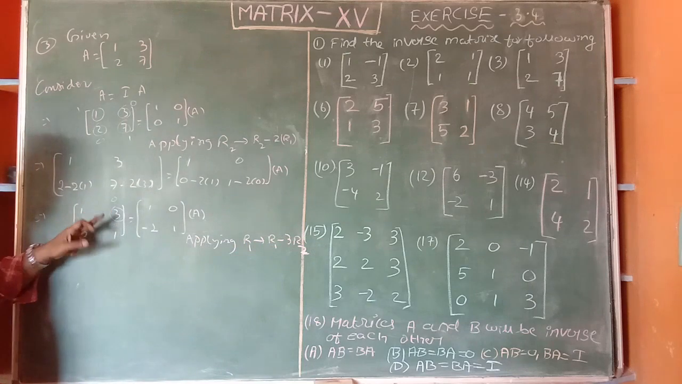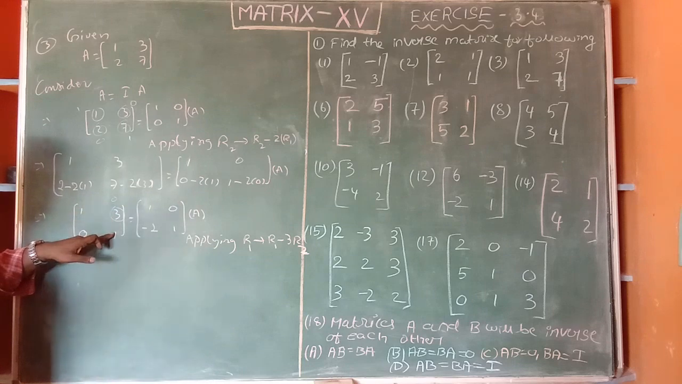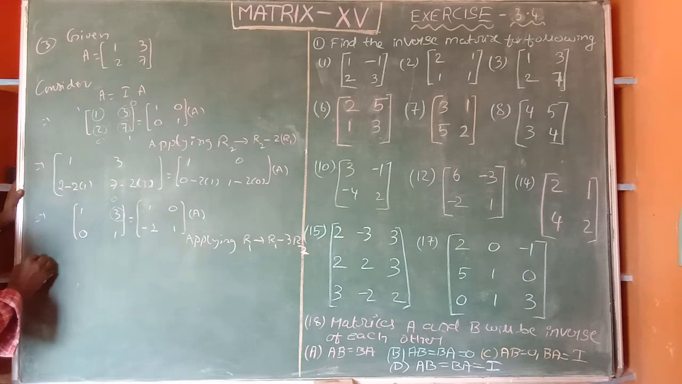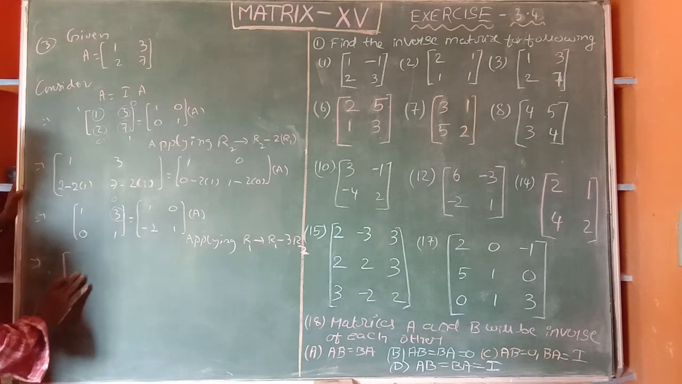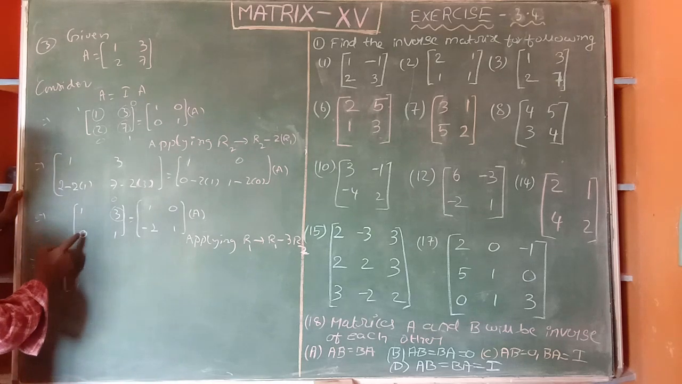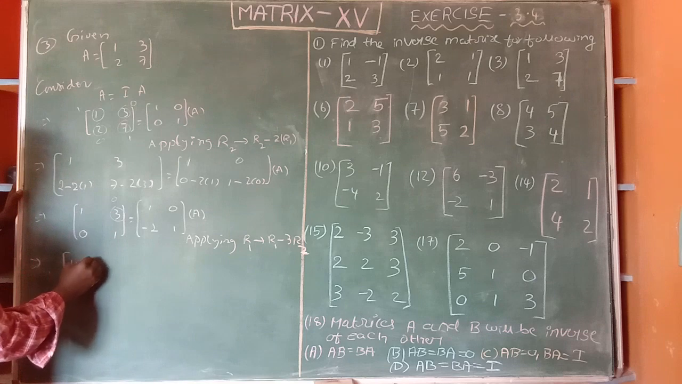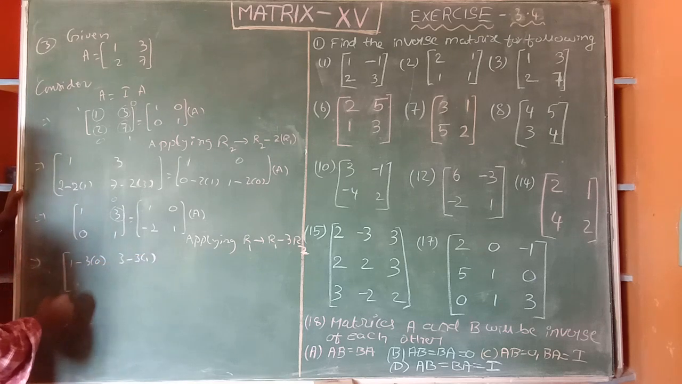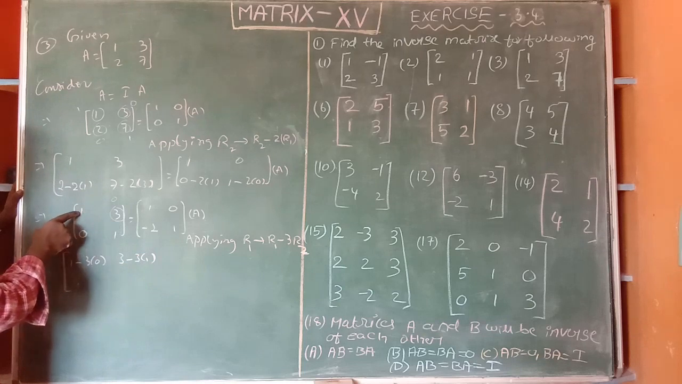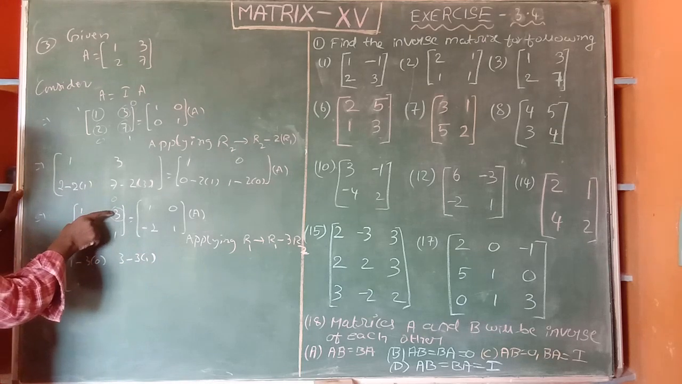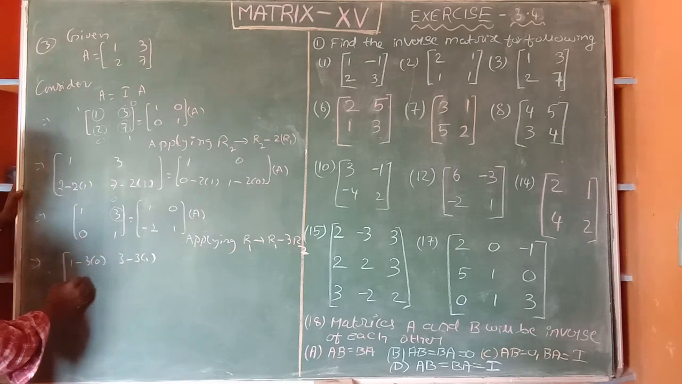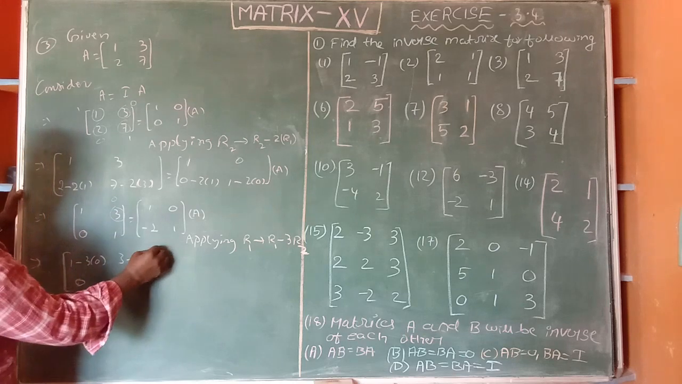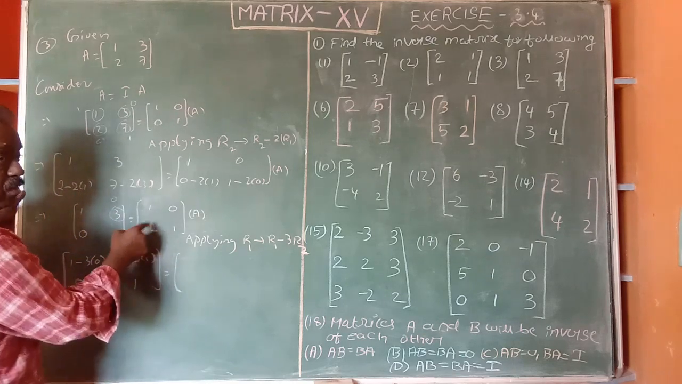R1, 3 minus 3. This 1 is multiplied by 3 and subtracted. So it is 1 minus 0 into 3, 3 minus 3 into 1. Okay, na? 1 minus 3 into 0, 3 minus 3 into 1. It is as it is, not changed. Here also we have to apply.